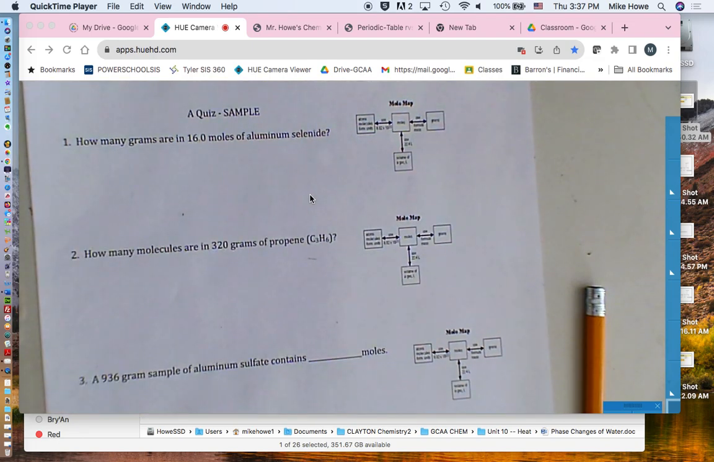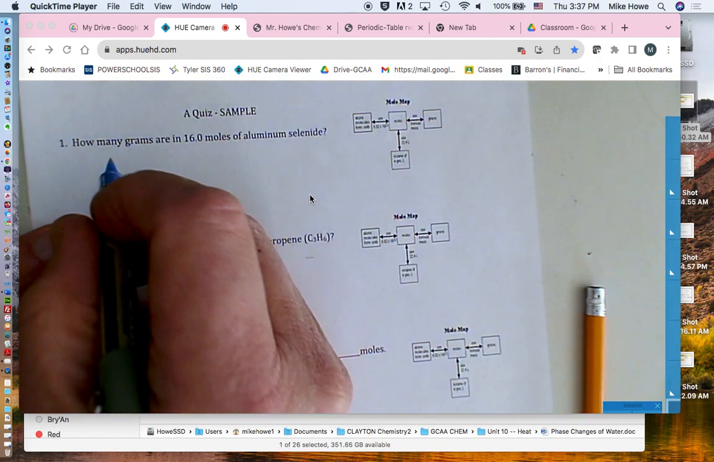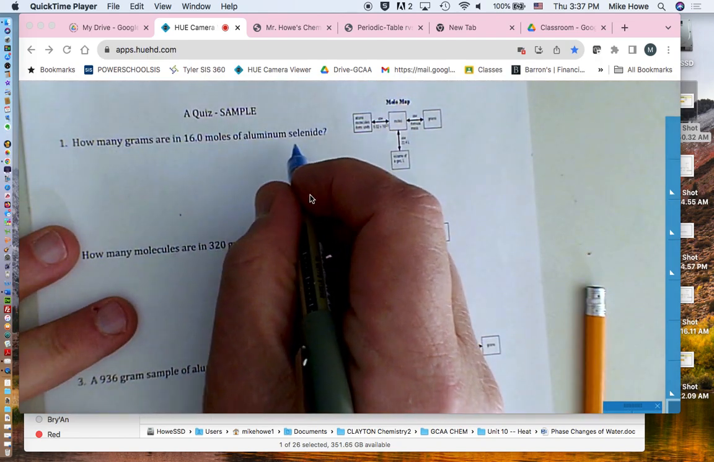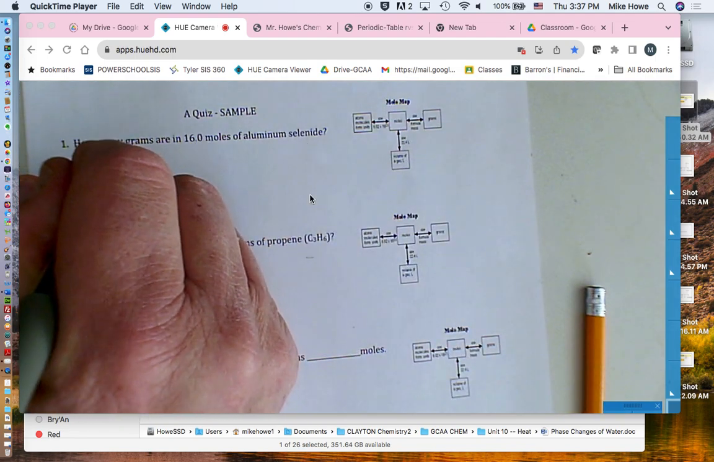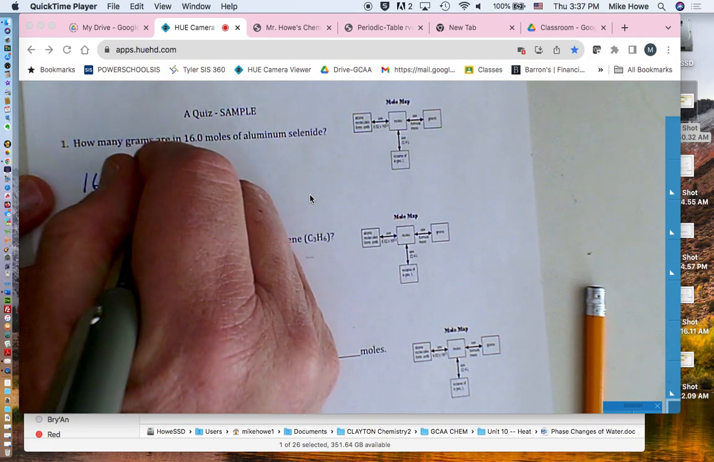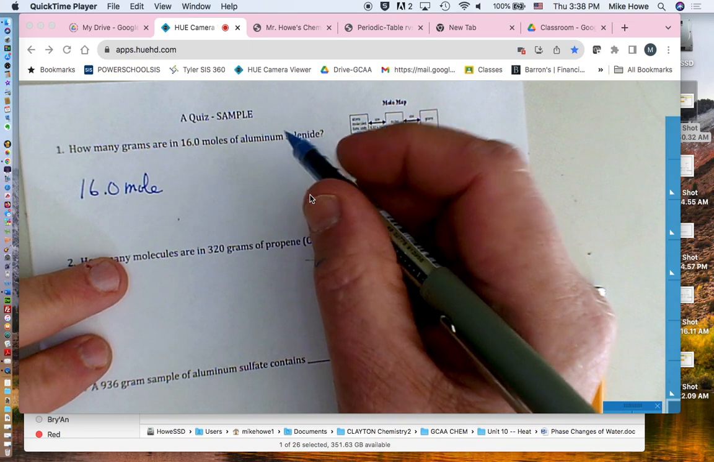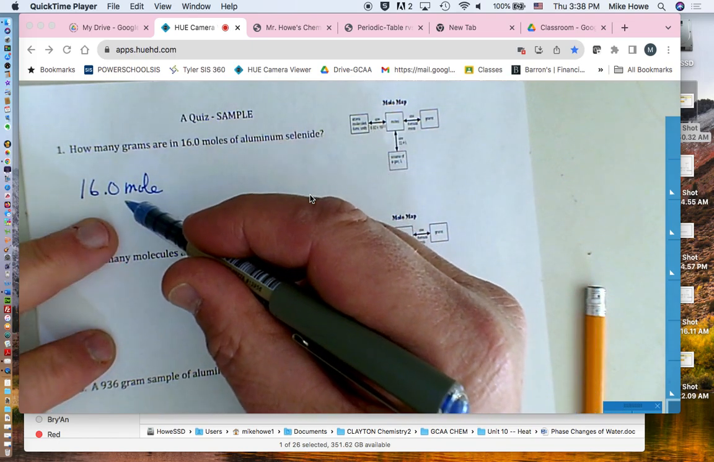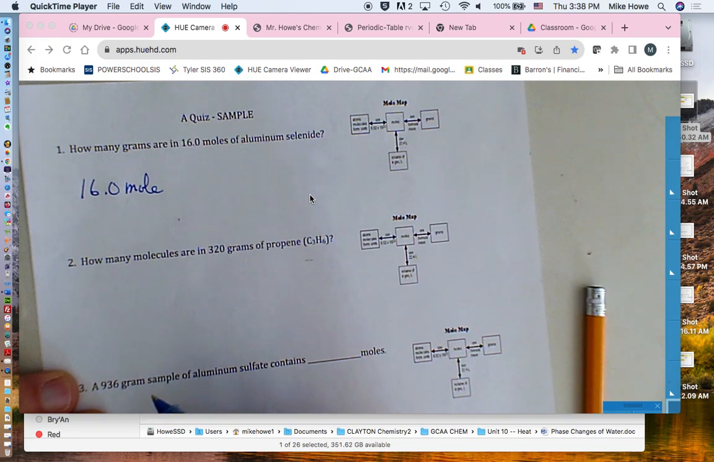So I mentioned that I would give you an overview using the sample quiz that we talked about in class today. And here it comes. So we have 16 moles of aluminum selenide in number 1. So you'll take 16.0 moles of aluminum selenide. The first thing you're going to do in all these problems is write down the number that you're given. So 16 moles, 320 grams, 936 grams, and so on.